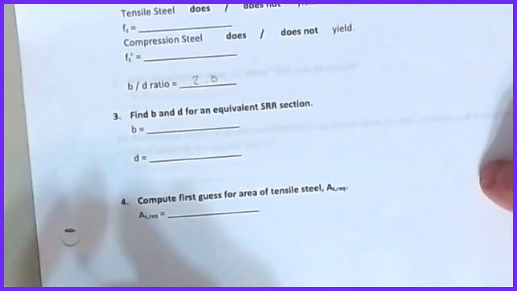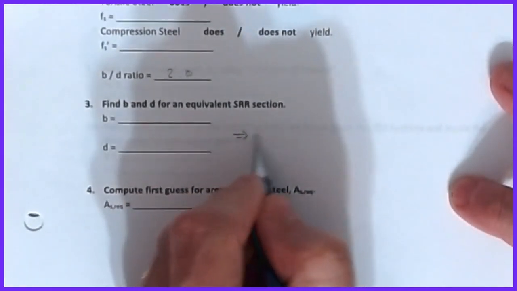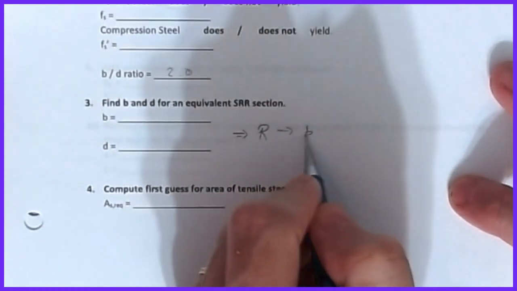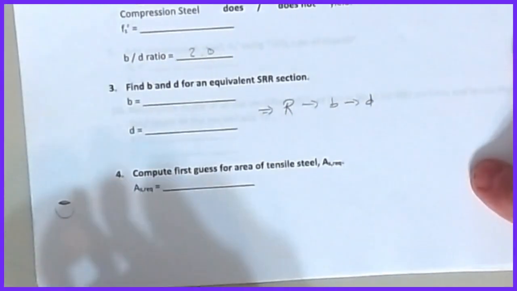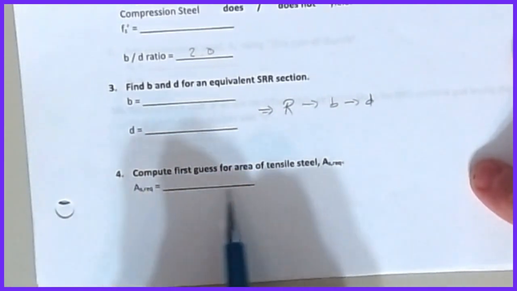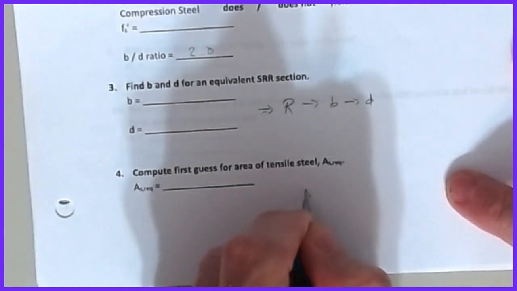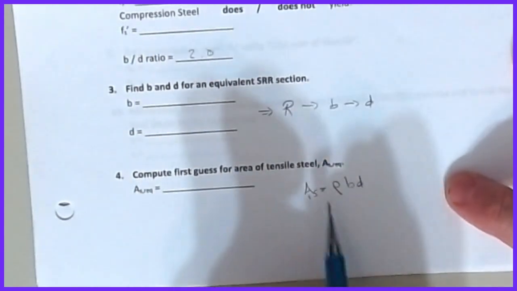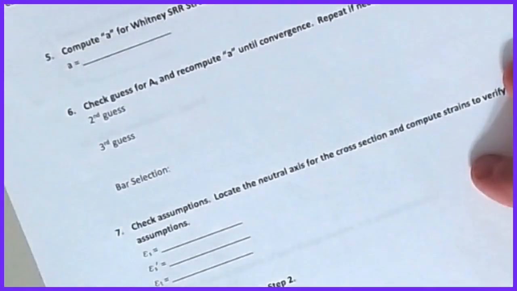Okay, so then you go in, and we're going to find B and D for an equivalent SRR section. So all you're going to do is go to the R tables, compute the R, and then this will get me B, and this will get me D, and so forth and so on. And then once we have that, all we're going to do is take a first guess for the area of the tensile steel, all right? So all we were doing was taking AS and setting that equal to rho times BD, and the rho was what we were guessing way up here at the very, very beginning. So it's not too bad.